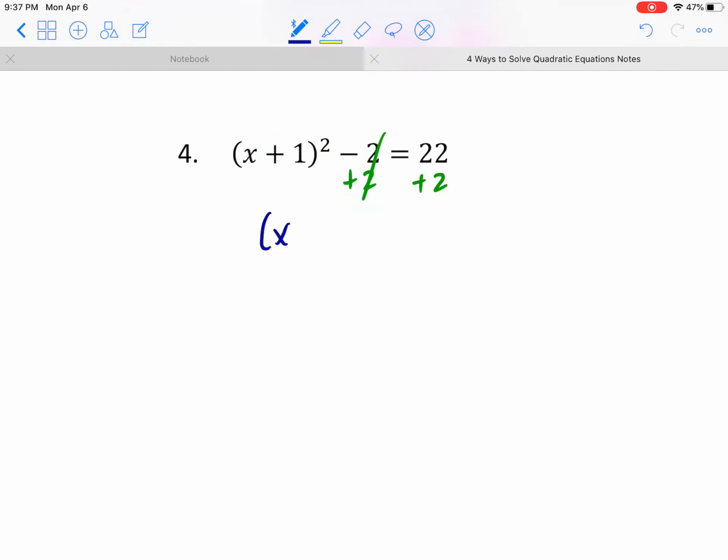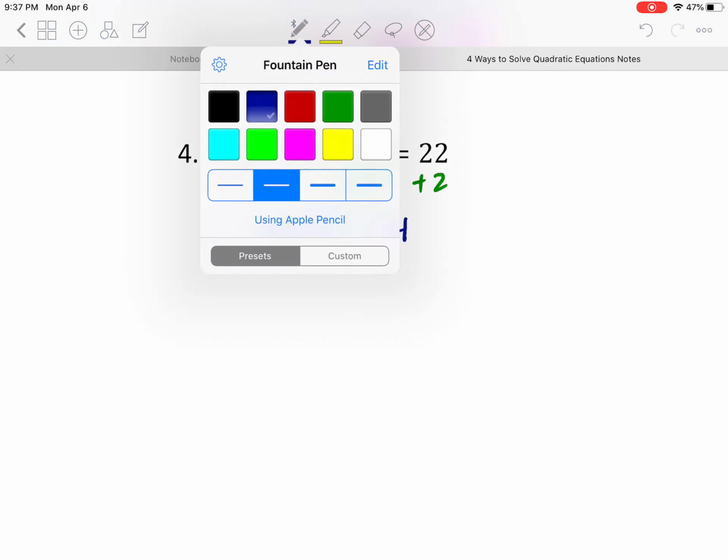Alright, here's another similar to what we just did. The squared term is a binomial, but that's okay. We want to get it by itself.